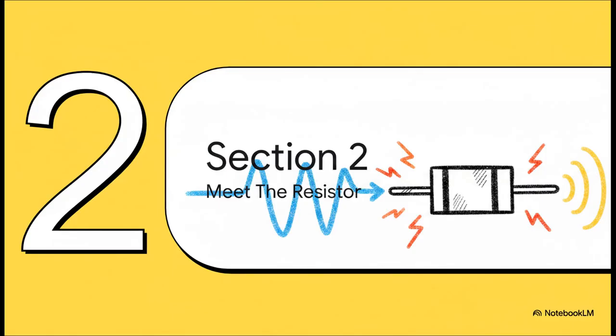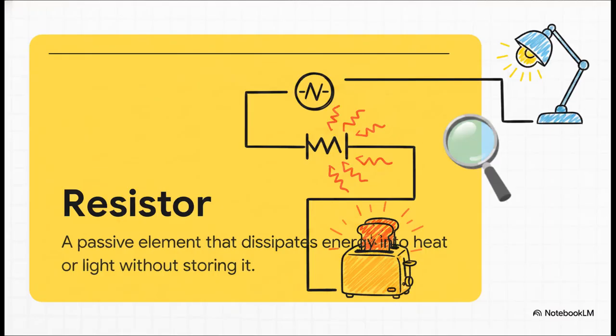Section 2. Meet the resistor. So, now that we have our rhythmic energy, we need to introduce the environment it travels through, specifically the absolute most straightforward component it will ever encounter. And that is the humble resistor. By definition, a resistor is a passive element. And all that really means is it doesn't supply energy to the circuit, and unlike some other components you'll study later, it doesn't store energy either.